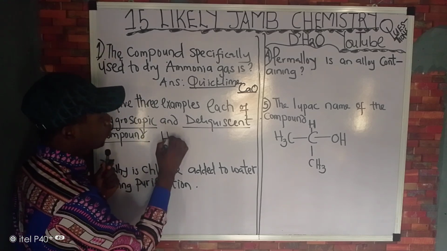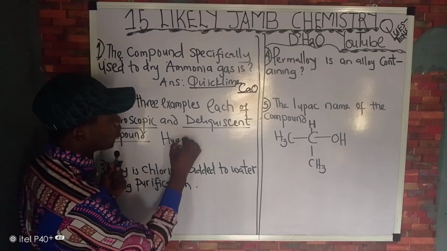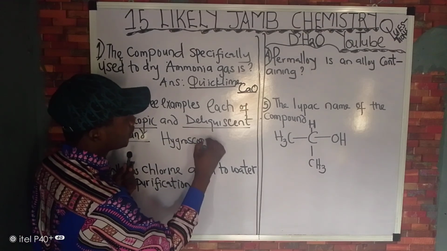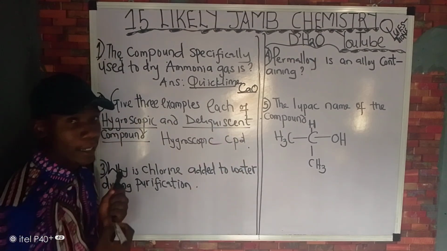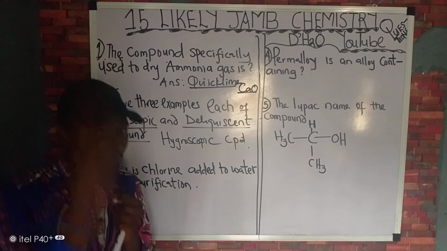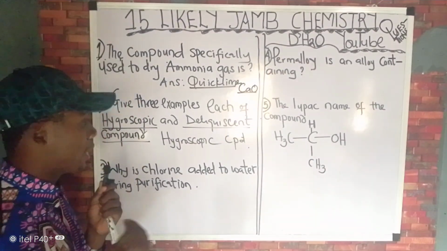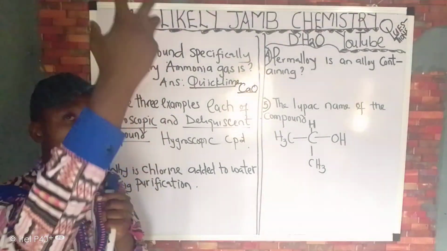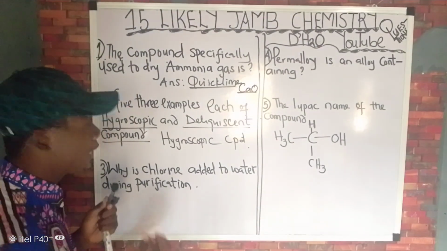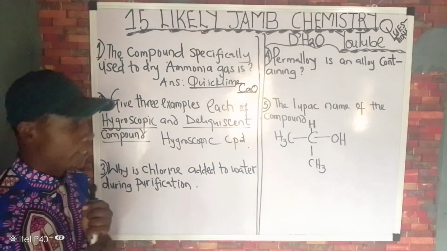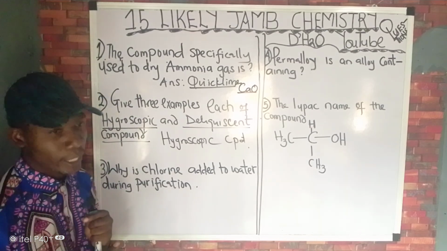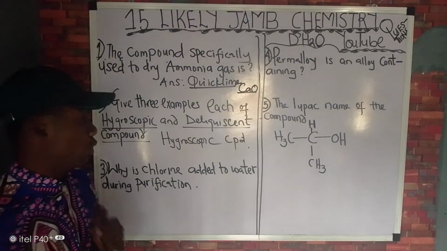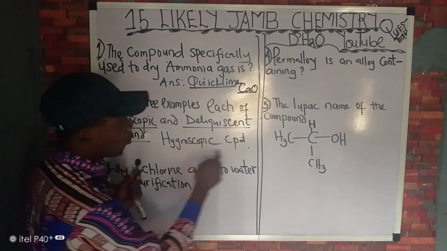What are hygroscopic compounds? Hygroscopic compounds are those compounds that absorb water from the atmosphere. Take your book and your pen. That absorb water from the atmosphere and become moist or sticky, but do not form solution. Yes, but do not form solution. So that is what we call hygroscopic compound.